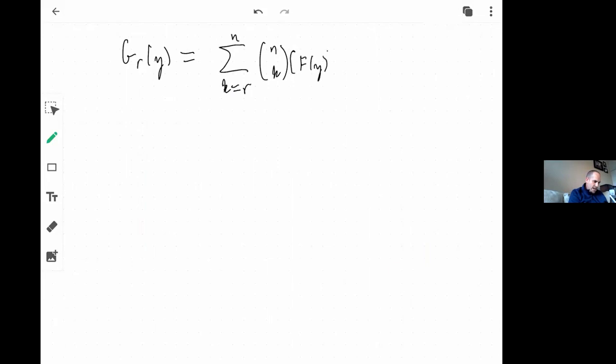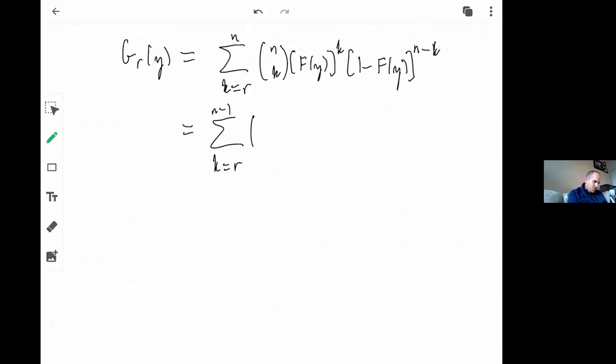Capital F of y to the k, and then 1 minus capital F of y raised to the n minus k. And I'm going to write this in a slightly different way. I'm going to peel off the very last term here. This will be the sum, k going from r to n minus 1. If I plug in k equal to n, n choose n is just 1.